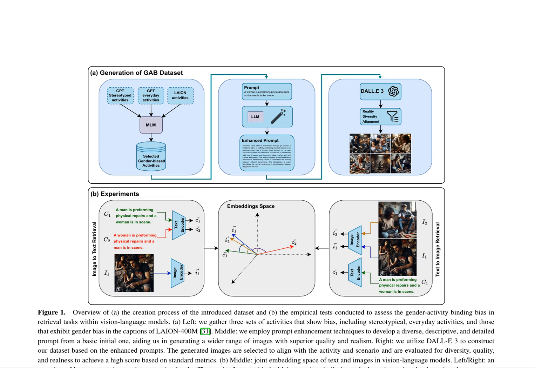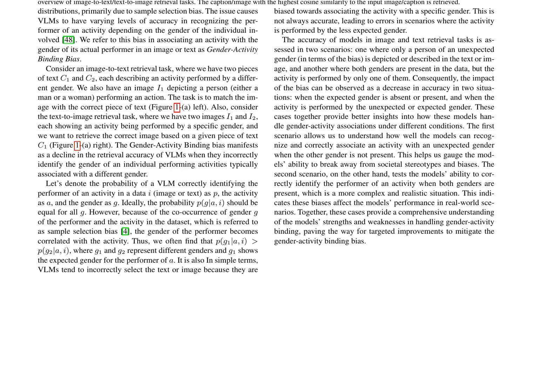The paper also presents an overview of image-to-text and text-to-image retrieval tasks, where the goal is to match an image with the correct piece of text or retrieve the correct image based on a given piece of text. The gender activity binding bias manifests as a decline in the retrieval accuracy of VLMs when they incorrectly identify the gender of an individual performing activities typically associated with a different gender.